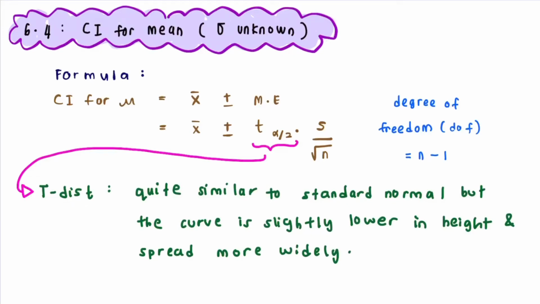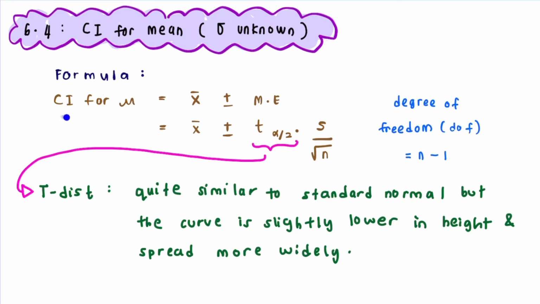Bismillahirrahmanirrahim. For 6.4, we have the confidence interval for mean when the sigma is unknown. Sigma here is referring to the population standard deviation. So in this subtopic, the question will not give you the population standard deviation.